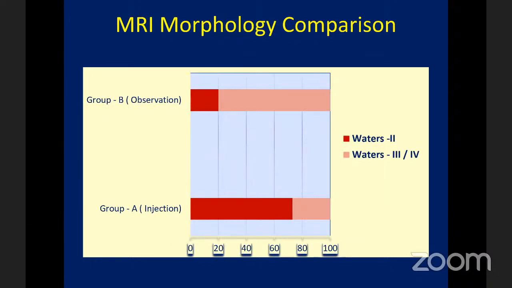If we talk about Waters classification, in group A, the patients who were injected with Botox had Waters type 2 classification on MRI, and in the control group, they were of type 3 or 4, maybe due to more internal rotation contracture, they also developed subsequent glenohumeral bony deformity.